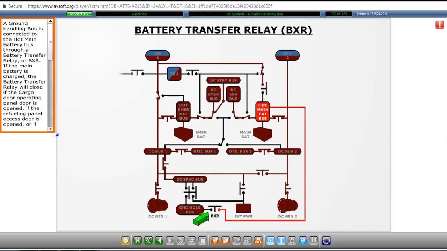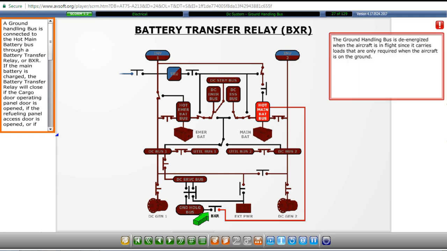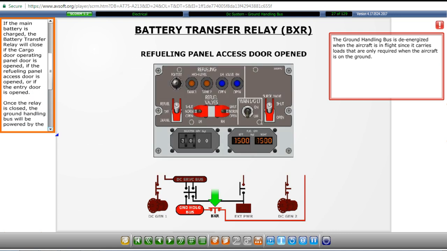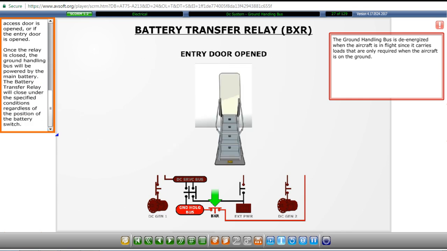A ground handling bus is connected to the hot main battery bus through a battery transfer relay, or BXR. If the main battery is charged, the battery transfer relay will close if the cargo door operating panel door is opened, if the refueling panel access door is opened, or if the entry doors are opened. Once the relay is closed, the ground handling bus will be powered by the main battery. The battery transfer relay will close under the specified conditions regardless of the position of the battery switch.